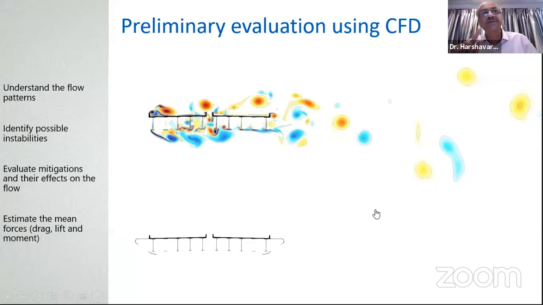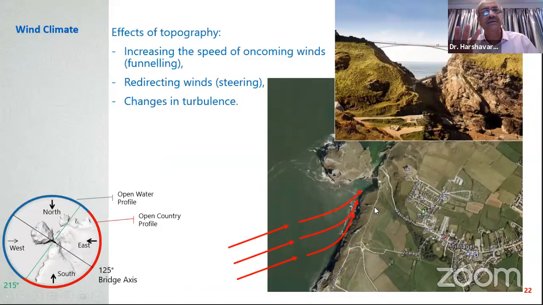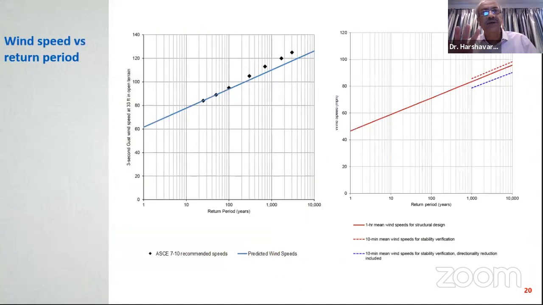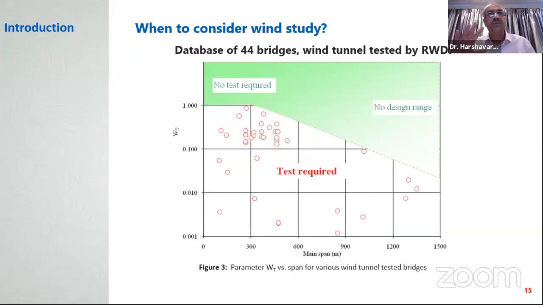Can I add one point? Suresh showed us a graph of the Strouhal number, from 44 studies or 44 bridges that you have studied. How truly representative could it be? Could we adopt that? Next one, yeah. Now, where tests are required and where tests are not required based on span? It's a statistical representation of your studies. Could we adopt this in our code to say when it is required and when it is not required?